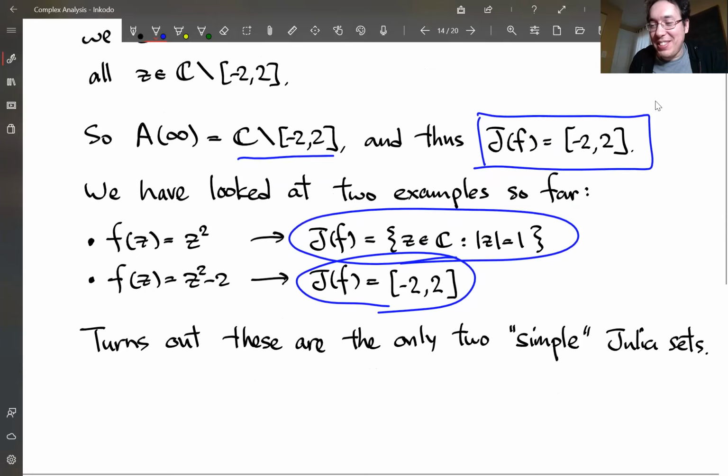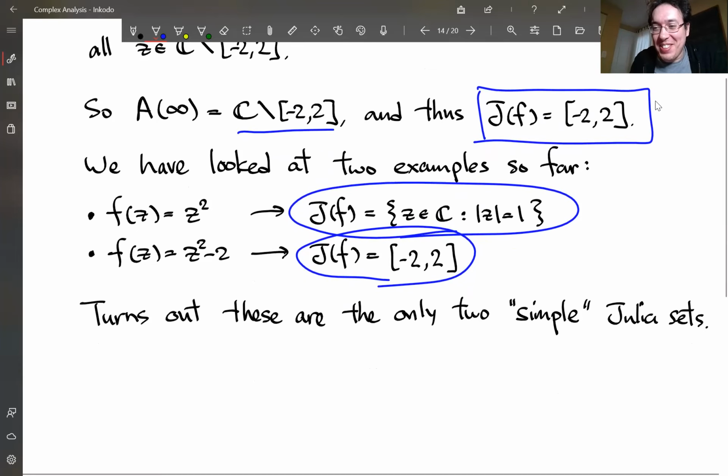Now, you're probably disappointed with this video. We haven't got to any cool fractals yet. But here's the kicker. It turns out that these are the only 2 Julia sets that look simple like this. Every other Julia set is absolutely wild looking. They're all fractals, very intricate structures. So we will get there in the next video.